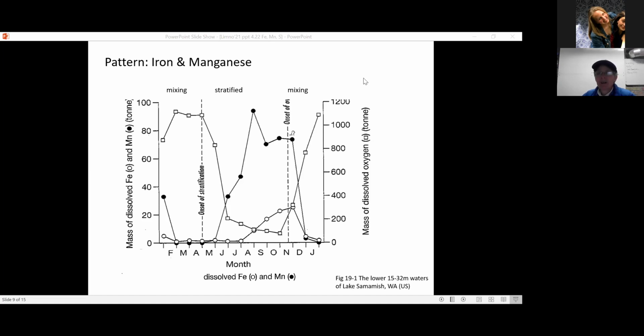So just look at the oxygen, right? And these words. The lake is mixing in February, March, and April, and then it's stratified May, June, July, August, September, October, November. And then it begins mixing again, and it's mixing in December and January. So what term describes this lake?